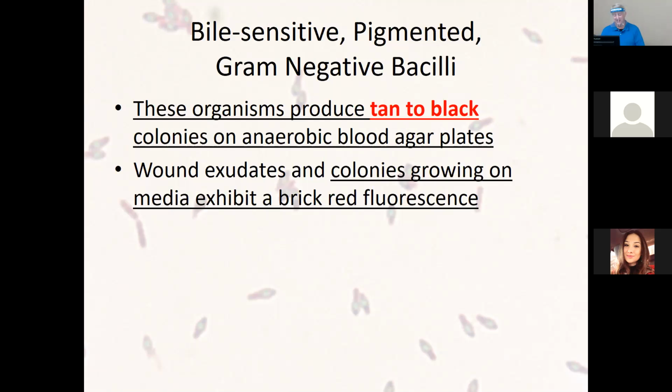Wound exudates and colonies growing on media exhibit a brick red fluorescence. So not only growing, but actually inside the wound, the oozing from the wound will have a brick red fluorescence look to it. They produce tan and black colonies on the blood agar plate themselves, but they will have this brick red fluorescence too.